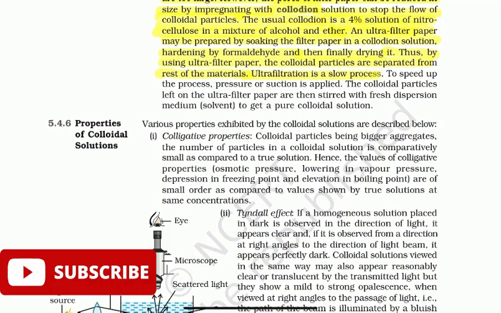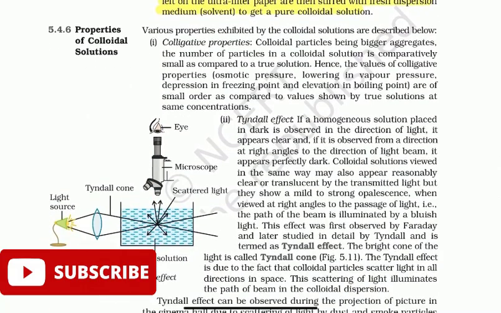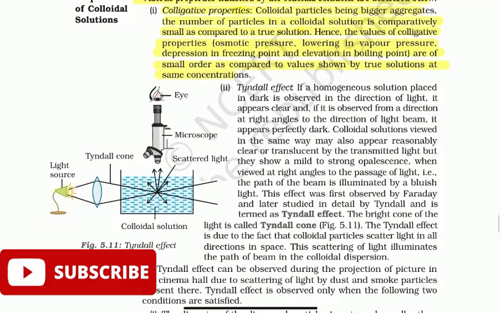Ultrafiltration is a slow process. To speed up the process, pressure or suction is applied. The colloidal particles left on the ultrafilter paper are then stirred with fresh dispersion medium to get a pure colloidal solution. Various properties exhibited by the colloidal solution are described below. Colligative properties. Colloidal particles being bigger aggregates, the number of particles in a colloidal solution is comparatively small as compared to a true solution. Hence, the values of colligative properties are of small order as compared to values shown by true solutions of the same concentrations.